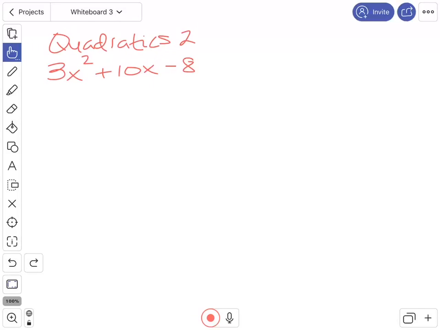Okay, we're going to take a look at quadratics 2. So for quadratics 2, what we're doing is the same thing as the last one, but instead of just getting factors of the last number, we now have to get factors of the last and the first multiplied. So anytime there's a number in front, this slightly changes. So now I'm not getting factors of minus 8, I'm getting factors of minus 3 times 8, and that's minus 24.